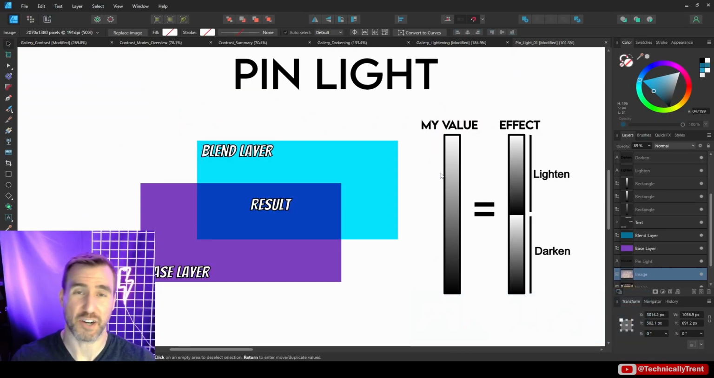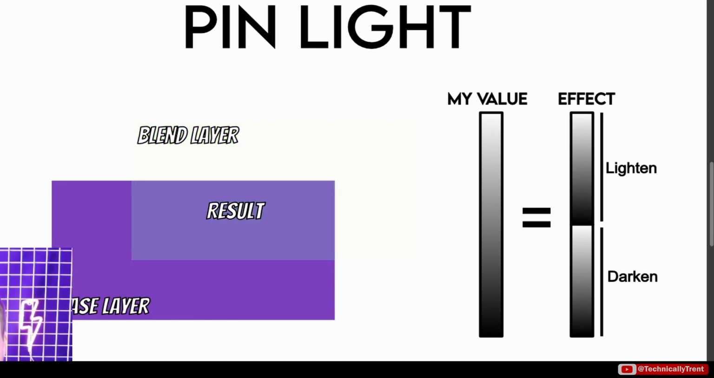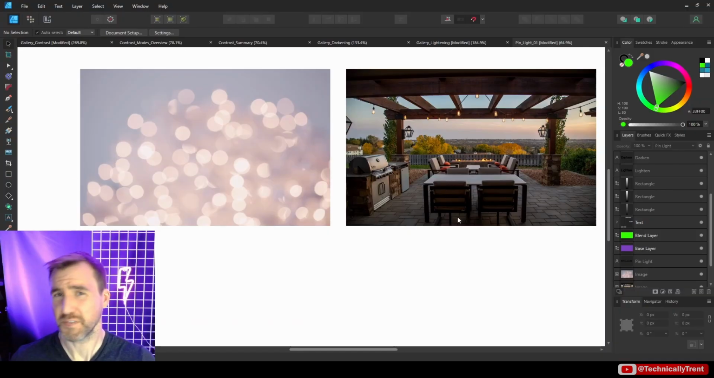Pin light combines the lighten and darken modes. And remember that lighten and darken make decisions on a channel by channel basis. So it's possible that our result will be a totally new color. So I can move around the blend layer and we can see the effect it's having. Sometimes the result is totally different. And sometimes we do get one layer chosen over the other. Now, as far as I can tell, pin light is definitely one of the lesser used blend modes. I couldn't find a lot of information about it.